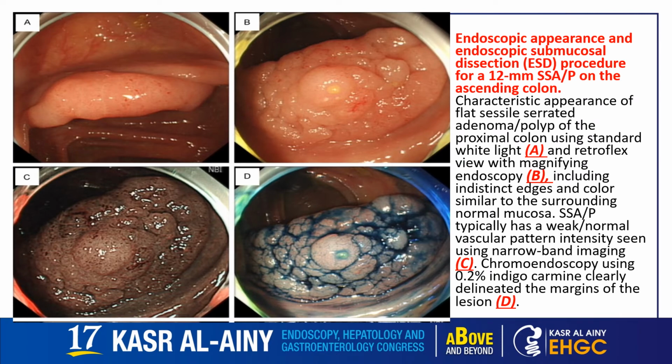This lesion may be flat or sessile, with indistinct edges and color similar to the adjacent normal mucosa, as shown in figure A and B. Also, by using narrow band imaging, they typically have a weak or normal vascular pattern, as shown in figure C.